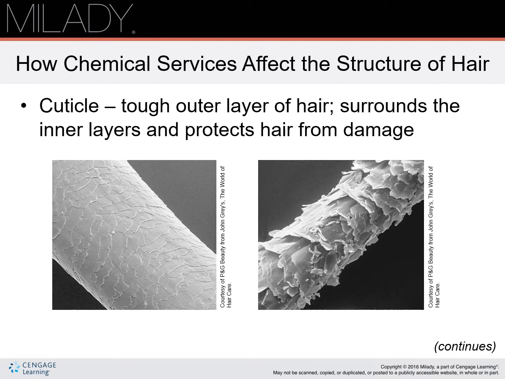So let's talk about the cuticle. The cuticle is the tough exterior layer of the hair. It surrounds the inner layers and protects the hair from damage. Although the cuticle is not directly involved in the texture movement of the hair, texture chemicals must penetrate through the cuticle to get to their target, which is the cortex.